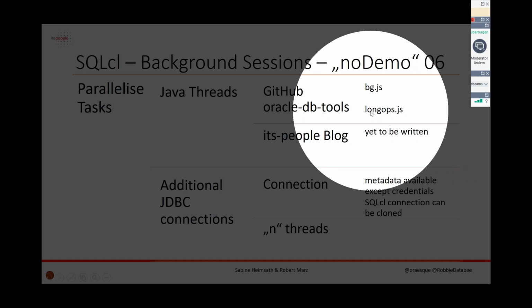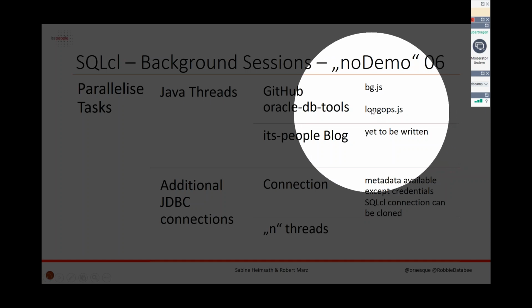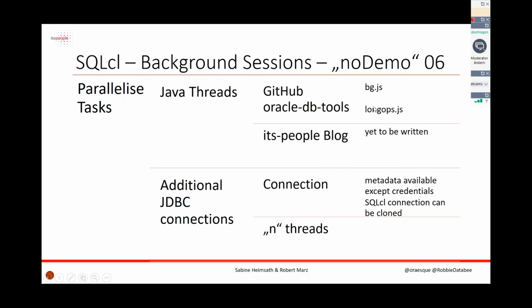And there is an actual use case called longops.js, and this one makes use of BG.js and opens a different connection: it clones your current connection, opens a second connection to your database, and monitors V$SESSION_LONGOPS. And whenever you happen to execute a select statement that is running so long that it fills up V$SESSION_LONGOPS, you get a progress bar displayed on the screen. And this is really cool.